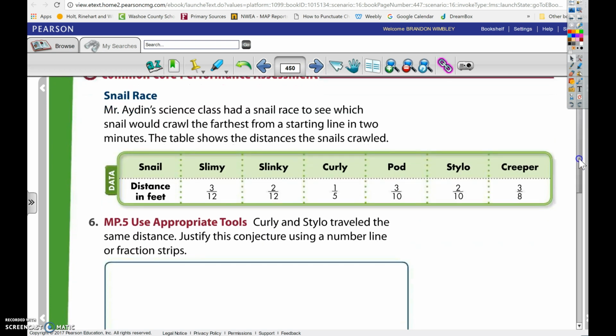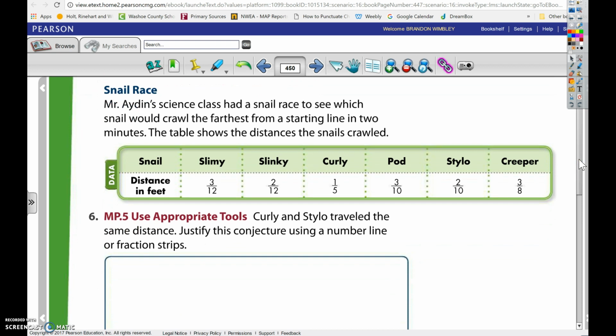So Mr. Aiden's science class had a snail race to see which snail would crawl the farthest from a starting line in 2 minutes. So this shows me how far my snail is. My first part says, Curly and Stylo traveled the same distance. Justify this conjecture, justify this argument, use a number line or fraction strips.